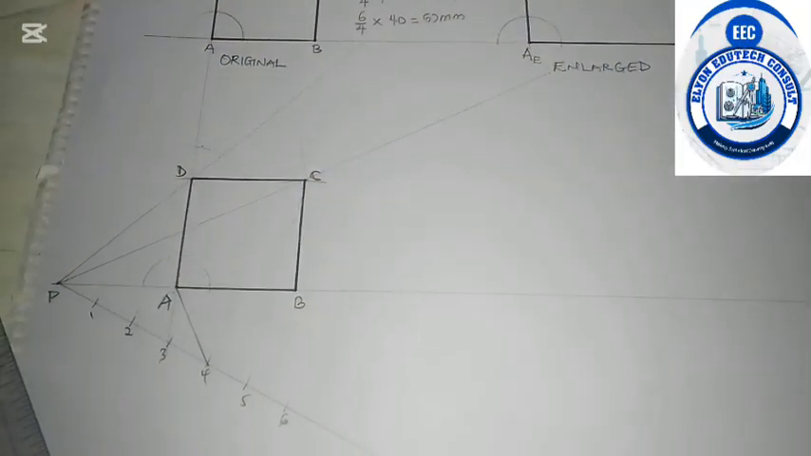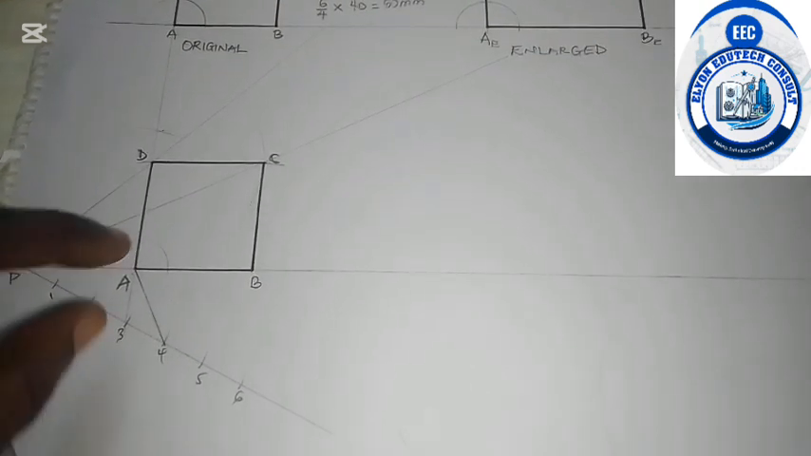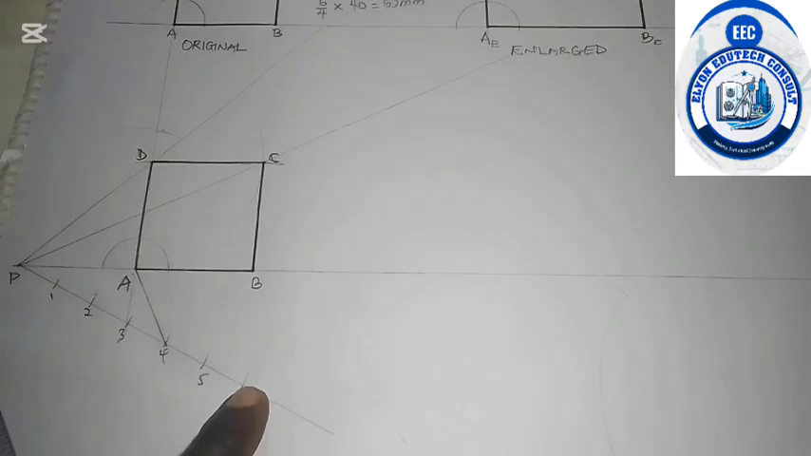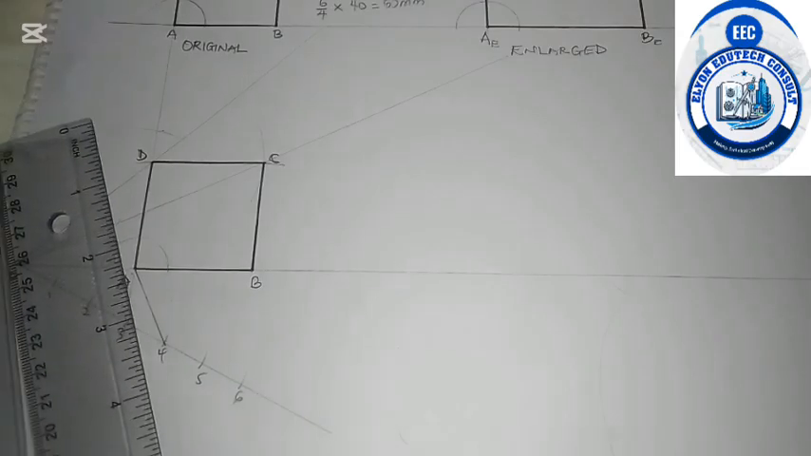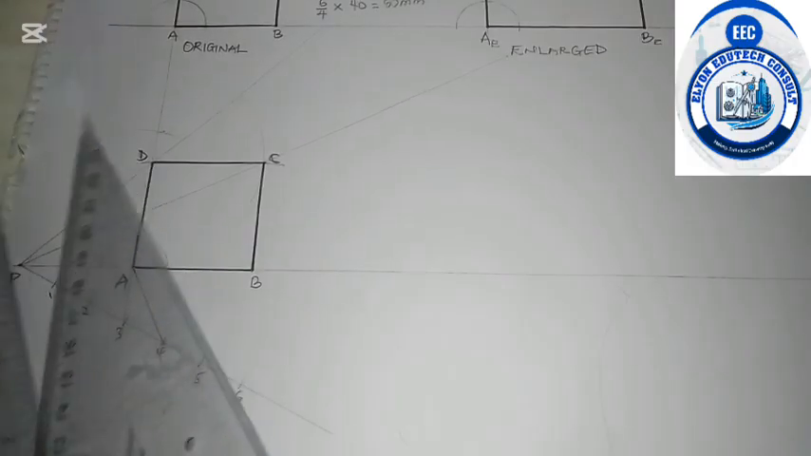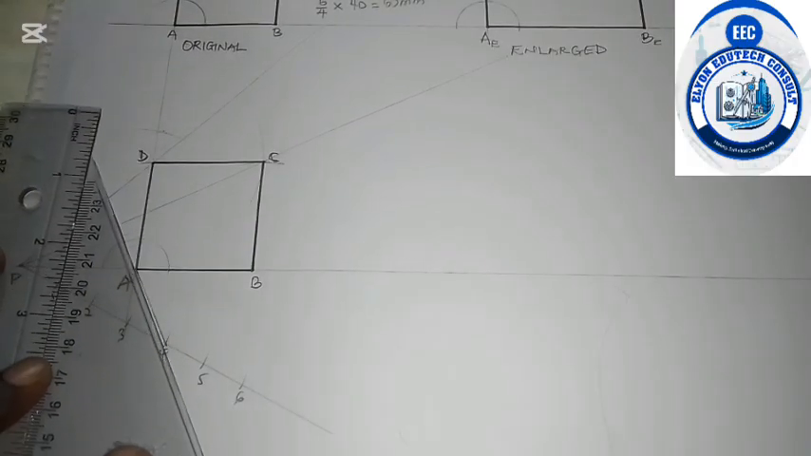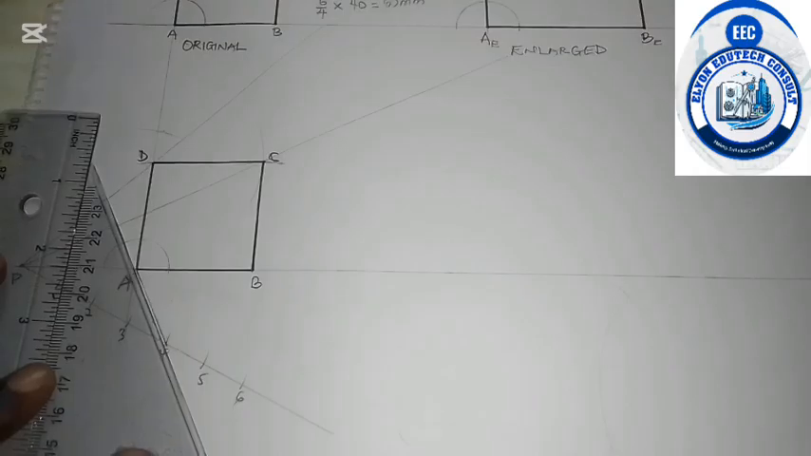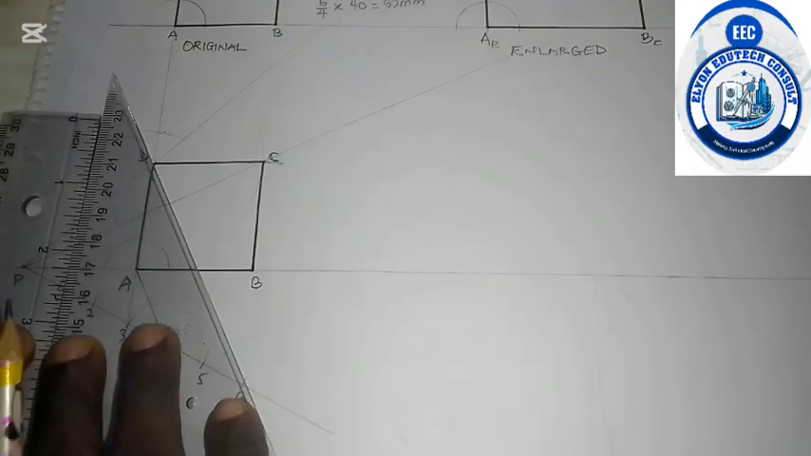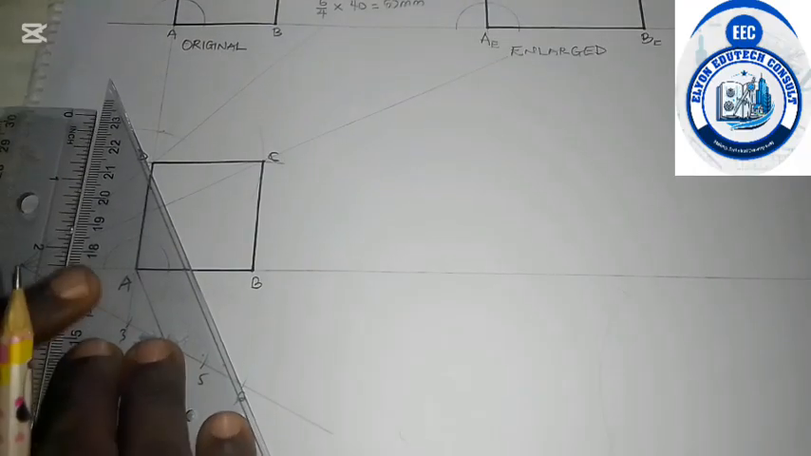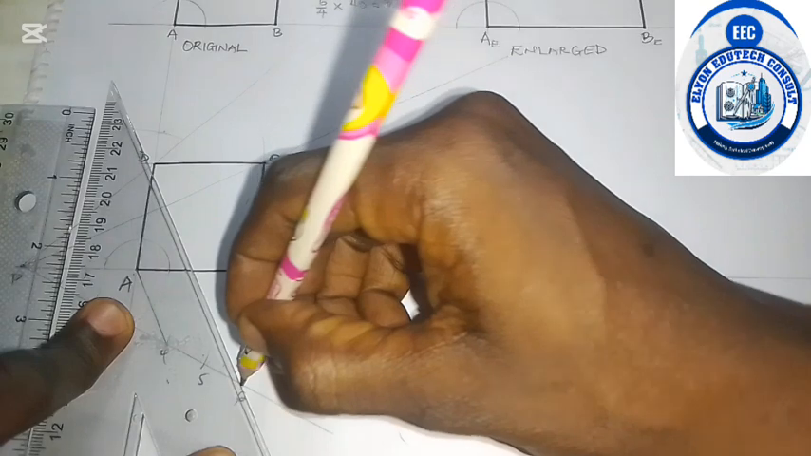The next thing I'm going to do is transfer this line, this 4, to this 6 here. I'm going to need my set square and my ruler to do that. So I will place it this way with my ruler behind this way. I hope you can see this. I'm going to slide until I get to 6. So this is my point 6 now.